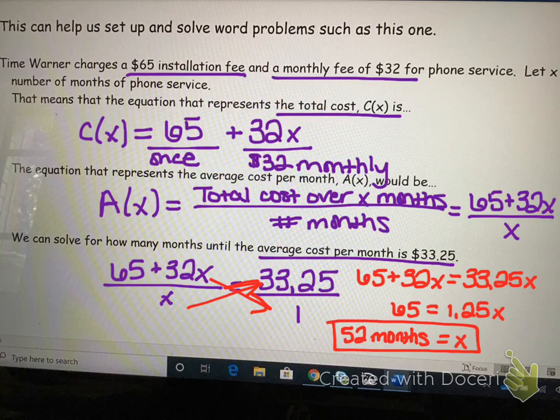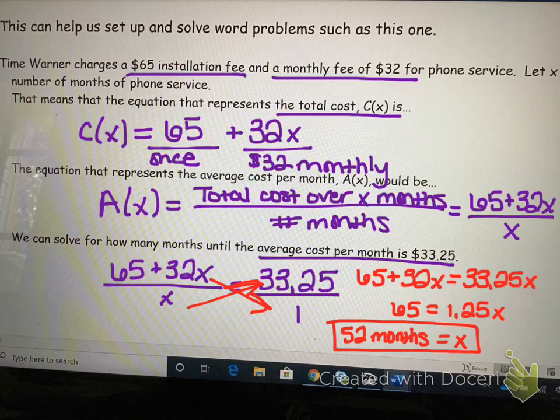Because every month you're adding an additional $32 to your total cost, but then what you're trying to do is take that $65 installation fee and divide it up over a long enough period. That's why people get stuck in contracts, kind of the real world interpretation. You don't want to waste all the installation and setup costs for things, so you want to stick with it long enough to divide that cost up. Okay, so hopefully that all made sense.